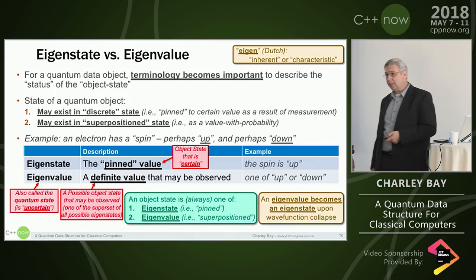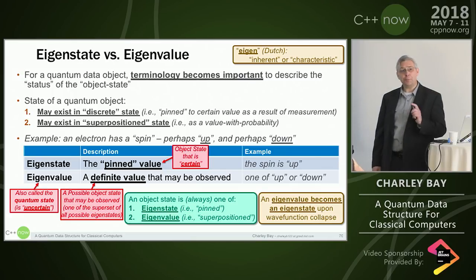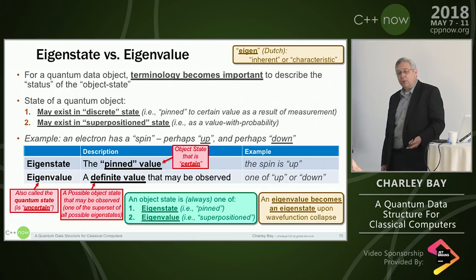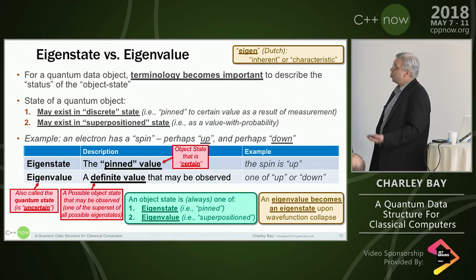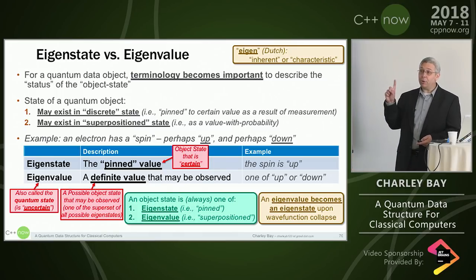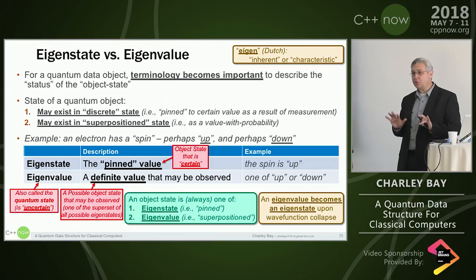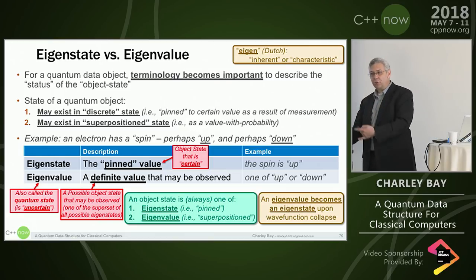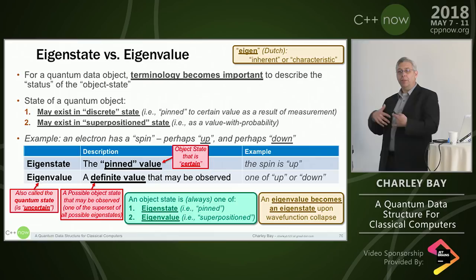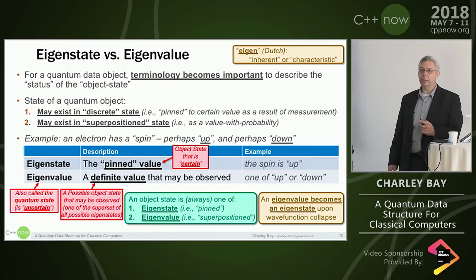And the physicists have terms for this. The eigenstate is the certain value. It is pinned. The eigenvalue is the uncertain value. It's the quantum value, the superposition value. It is a definite value, but it's not yet been made certain. So the act of measurement, the act of observation, the act of the destructive read, that's going to pin it. So eigenvalues become pinned as soon as you observe them.